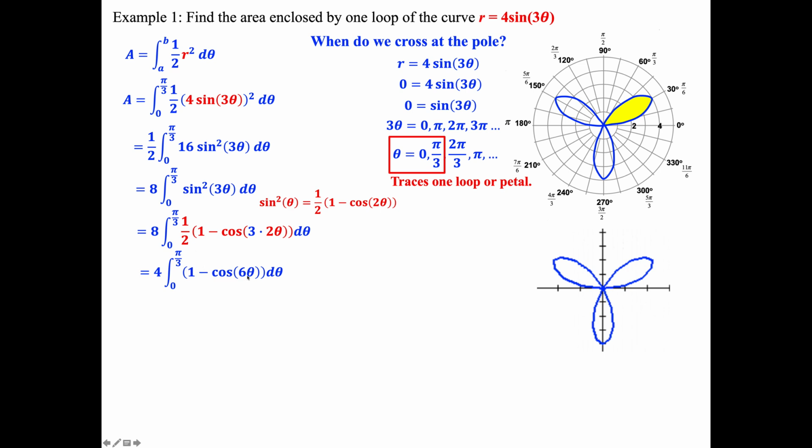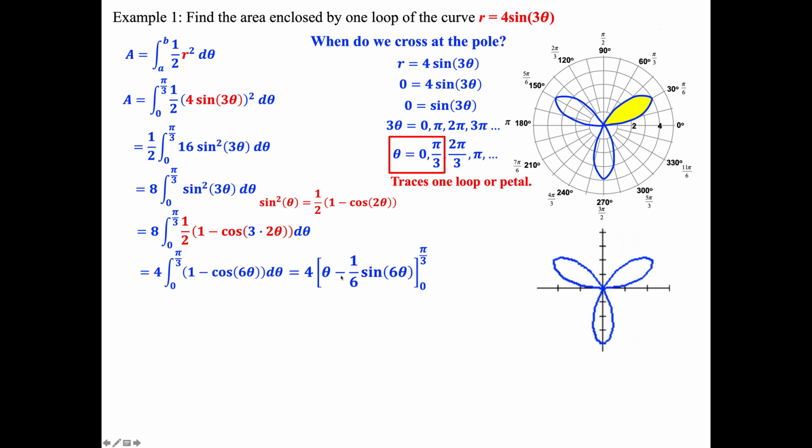Now this is easier for us to integrate. So 1 becomes theta, minus cosine 6 theta will become 1/6 sine of 6 theta. Remember, you'd have to do a u substitution, let u equal 6 theta, then take the derivative of both sides. You get 1/6 d theta. And then to solve that, you got to factor that over for du when we make the substitution. So that's where the 1/6 is coming from.